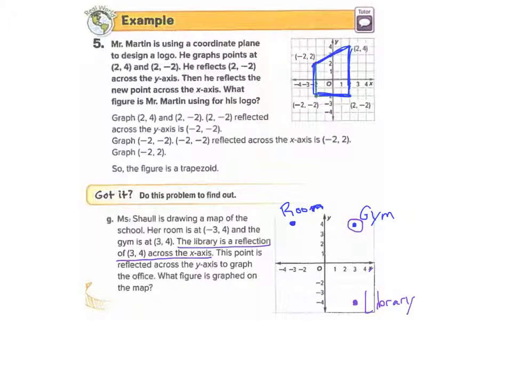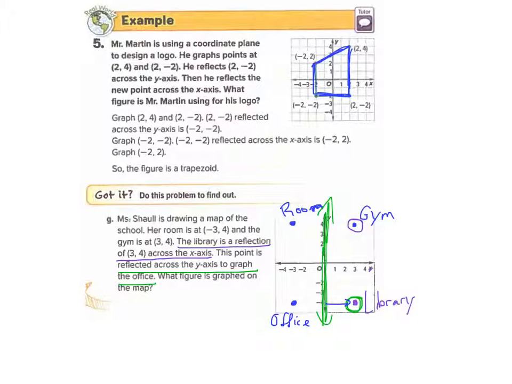And then the last part says this point is reflected across the y-axis to find the office. So I take my new point here, and I'm going to reflect it over the y-axis. So pretend if I were to fold that piece of paper over, that right side would get matched up with the left-hand side. So here I am 3 units to the right, so I'm going to go 3 units to the left, and that's where I would find my office. So I've placed my 4 points.